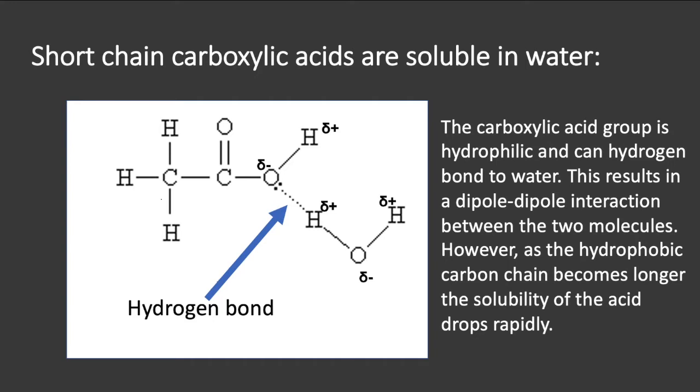Short chain carboxylic acids will be soluble in water. That's because they can hydrogen bond with water, but the longer the carbon chain becomes, the more unlikely it is that they will dissolve in water, because the carbon chain is hydrophobic. It will break those hydrogen bonds between water molecules and won't want to get in the way of them. So if you increase the carbon chain too much, they become insoluble in water, but the first few will be soluble in water.